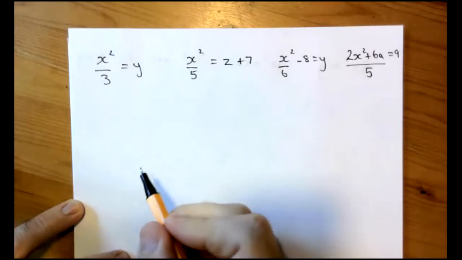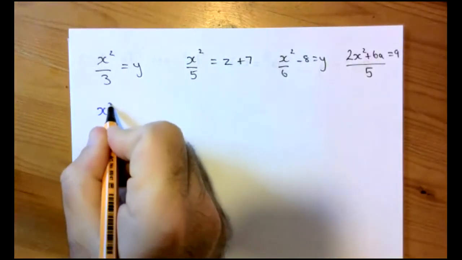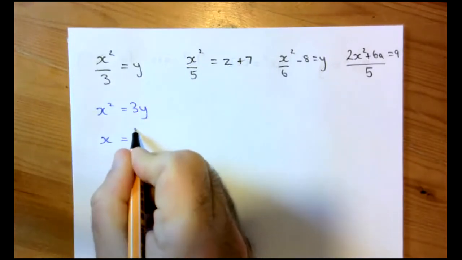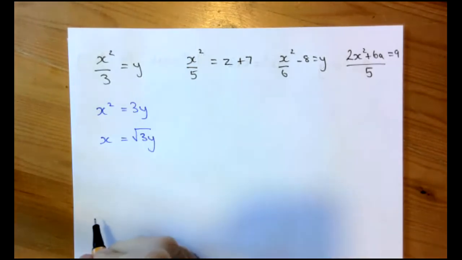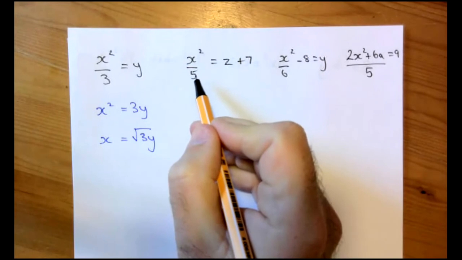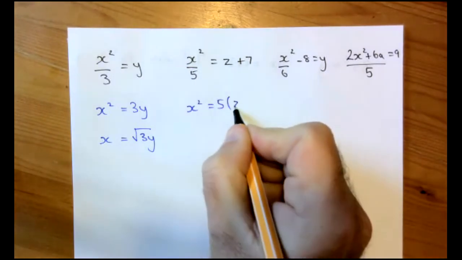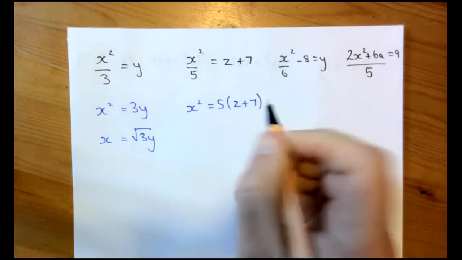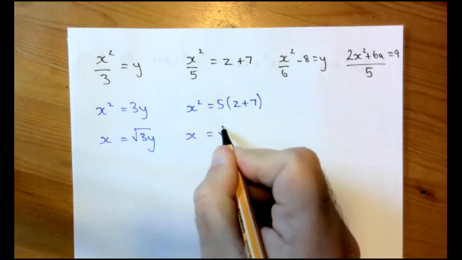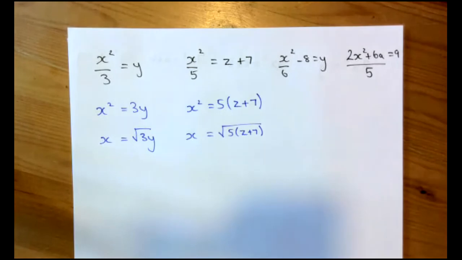Okay, so let's go through these answers. So first thing I want to get rid of is the divide by 3. So x squared equals 3y. And now I can square root both sides. Next one, first thing I want to get rid of is this divide by 5. So x squared equals 5 lots of z plus 7. I've multiplied both sides by 5. And now I can square root both sides.